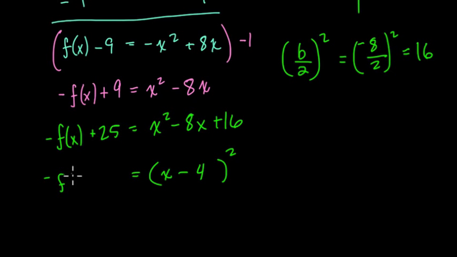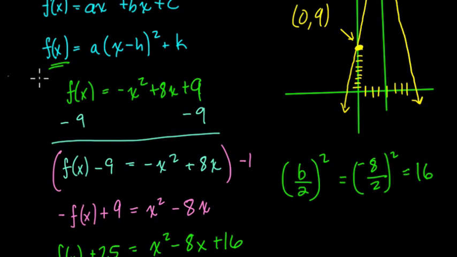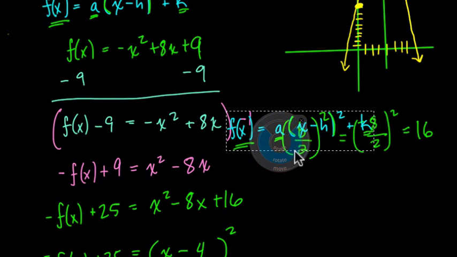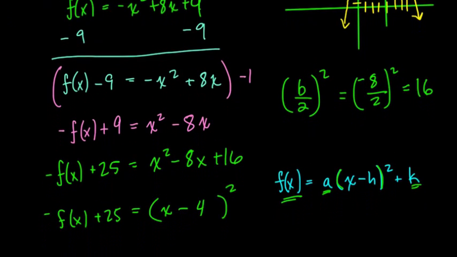Now to finish, we want f of x all by itself. We want that because that's how our equation reads. If we go back to our vertex form up here, notice how f of x is all by itself. We have the x minus something squared. We need to find our a value, and we need to establish k. So how do we do that? Let's just clip this and bring it down so you can see it. Okay, so that's our goal, to reach that form right there.